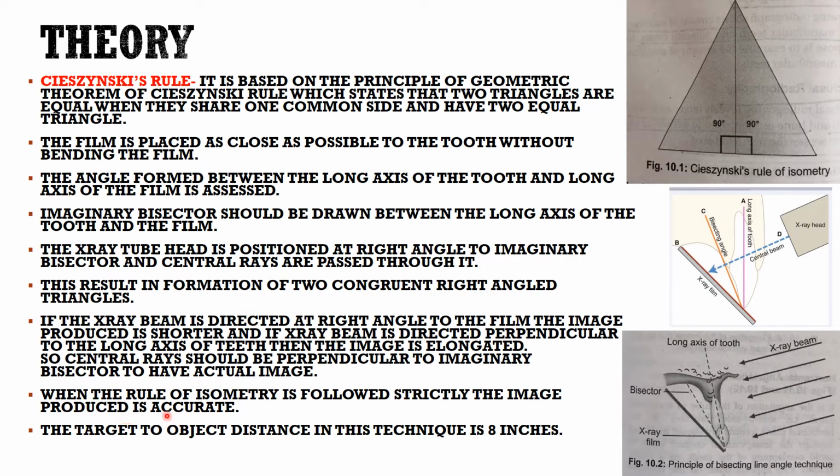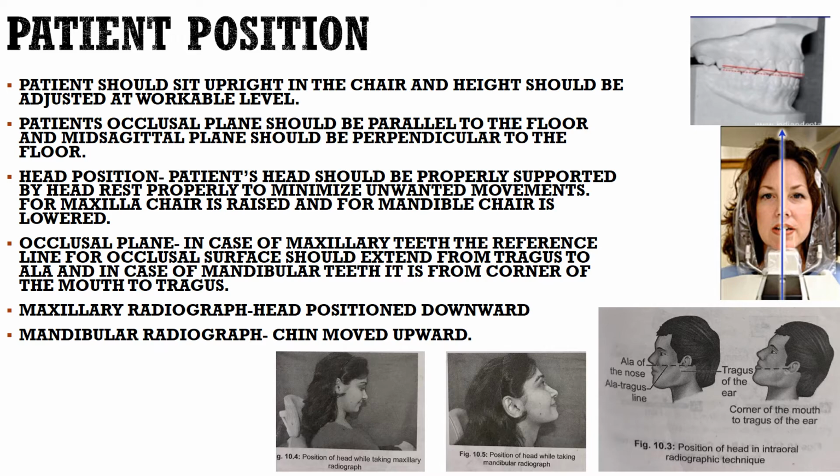When the rule of isometry is followed strictly, the image produced is accurate. And the target to object distance in this technique is 8 inches. So now what is the patient's position? The patient should sit upright in the chair and the height should be adjusted to a workable length.